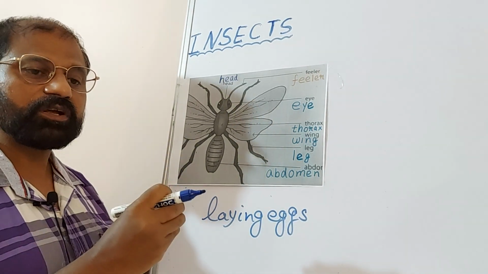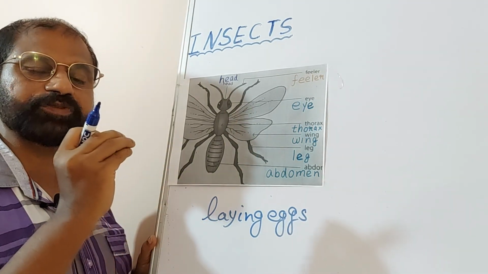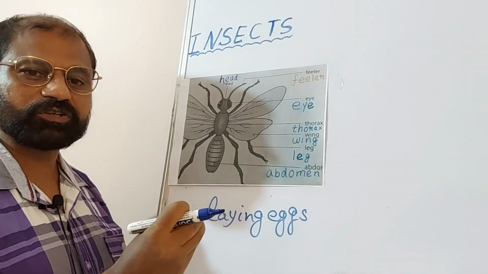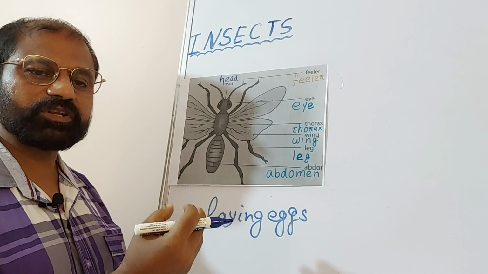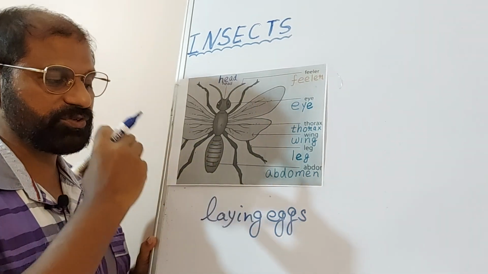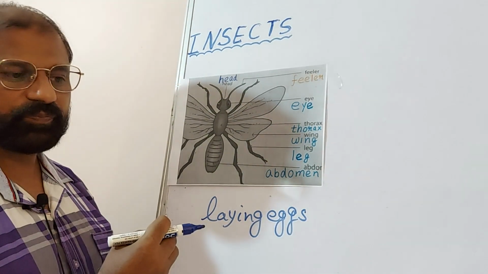For example, butterflies and moths, they lay their eggs on the leaves of the plants. Mosquitoes lay their eggs in the water. Honeybees lay their eggs in the hives. So these are the places they lay their eggs, right?